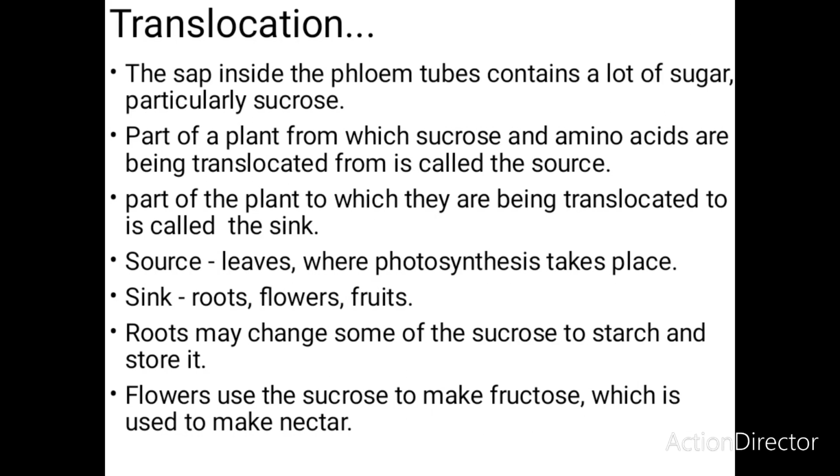The sap inside the phloem tubes contains a lot of sugar, particularly sucrose. The part of the plant from which the sucrose and the amino acids are being made is called the source, and the part of the plant to which they are being transported or translocated is called the sink. So the source is the area of production and the sink is the area of utilization or storage.